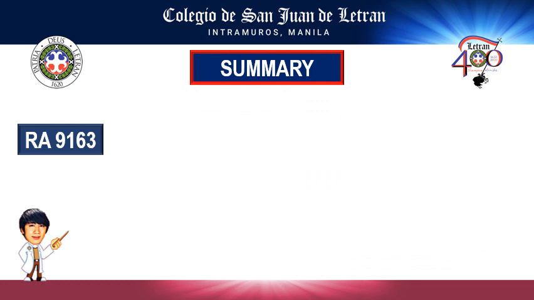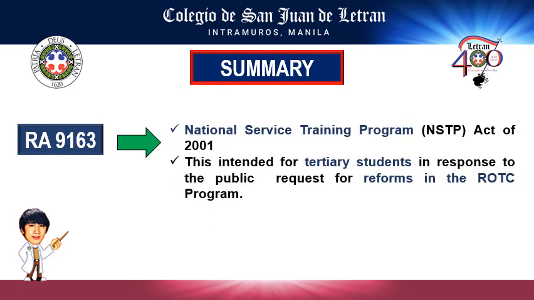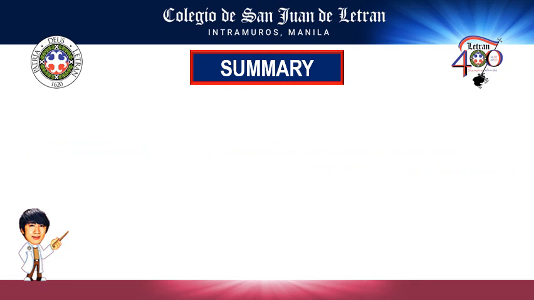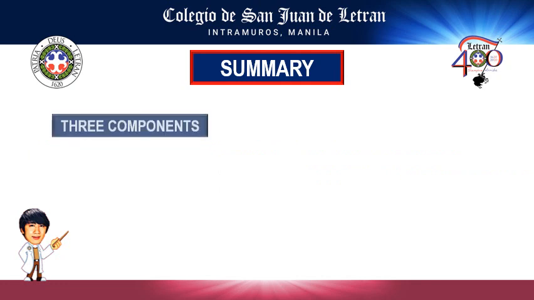Now move on to the summary of the chapter. RA 9163 is also known as the National Service Training Program or NSTP. This law was signed to reform ROTC in response to public interest. It has three components. What are those?